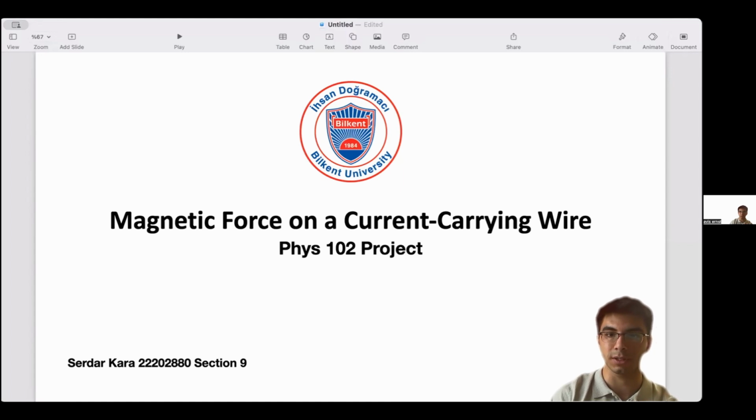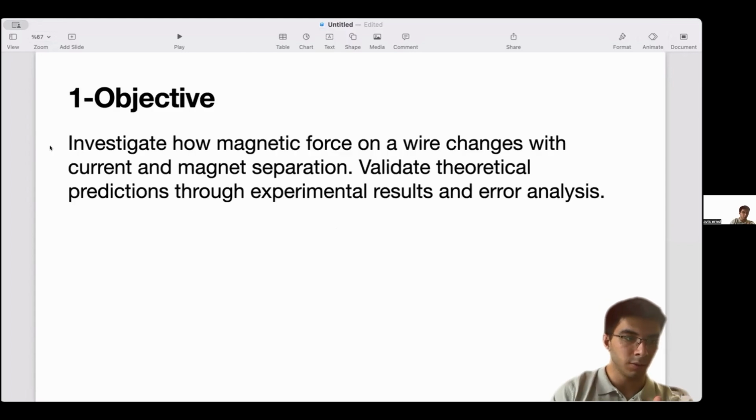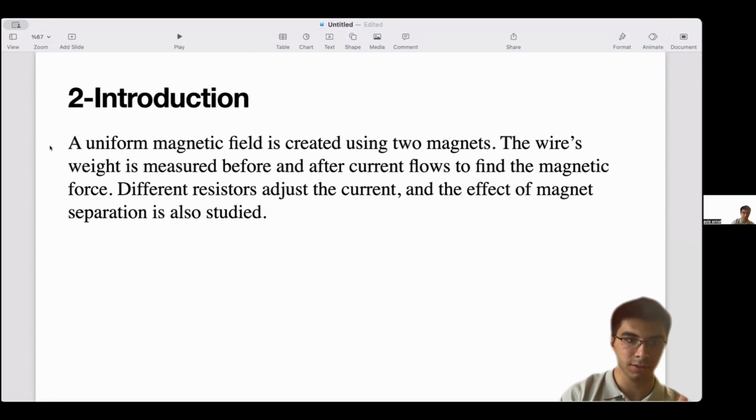Today I will be demonstrating my Phys-102 project named Magnetic Force on a Current Carrying Wire. The objective of this experiment is to investigate how magnetic force on a wire changes with current and magnet separation. Here is the introduction and here's the theory.